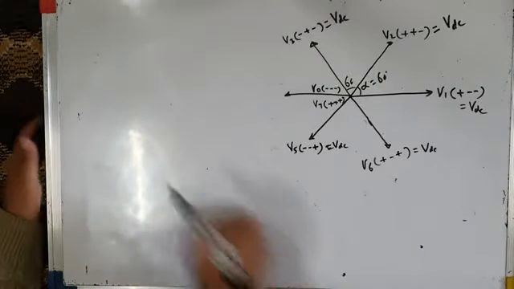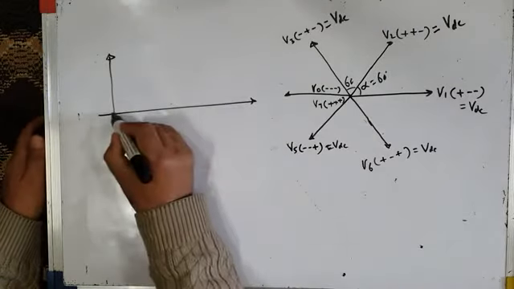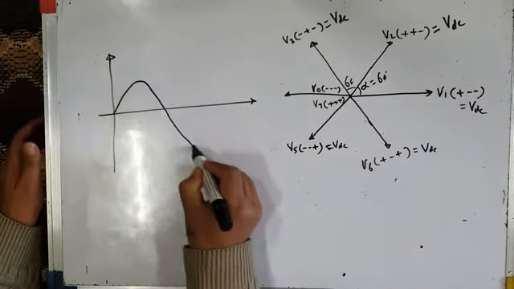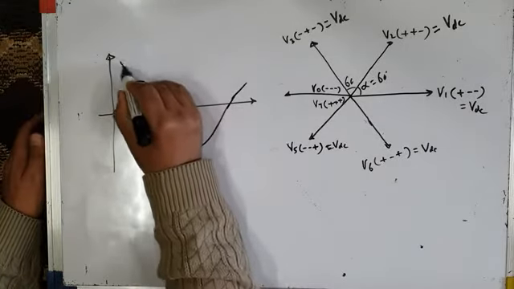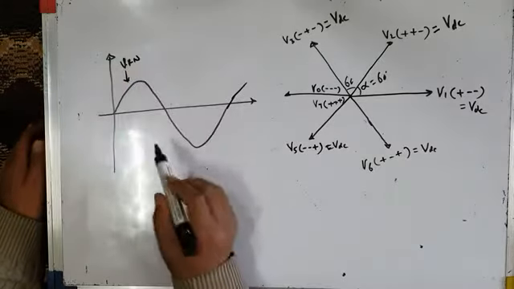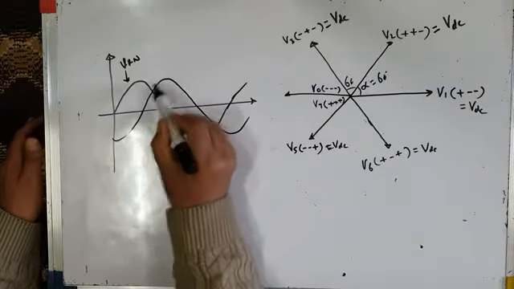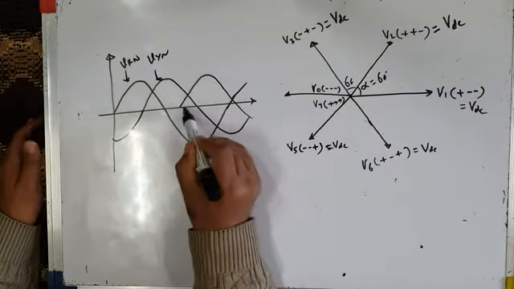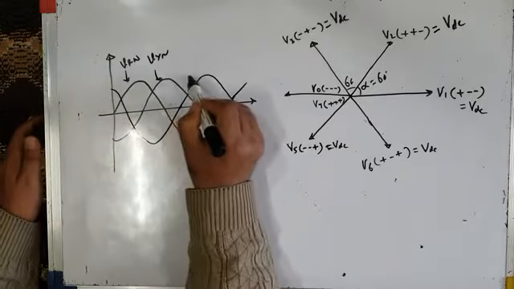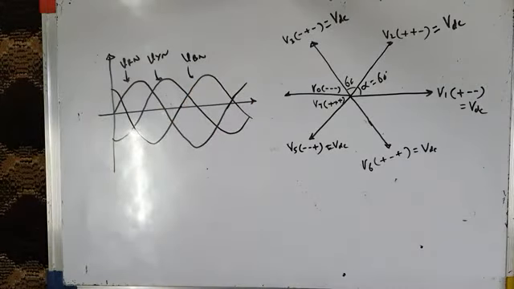What type of voltage do we want across the load? We want sinusoidal voltage across the load. I want my VRN should not be 6-step voltage. It should be sinusoidal voltage like this. This should be my VRN. VYN should also be sinusoidally varying across the load. This should be my VYN. And VBN should also be sinusoidal voltage getting applied across the load.